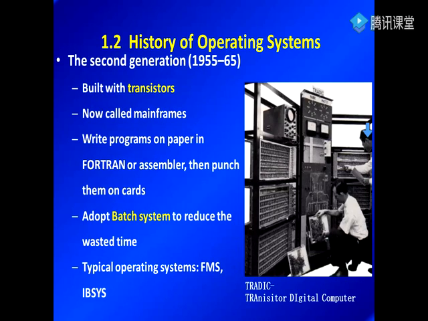For the second generation of computers, they are built with transistors. You can see the volume gets much smaller. In this generation, we have the concept of programs. We can use some languages to write them, for example, Fortran or assembler, which is much easier than machine language.